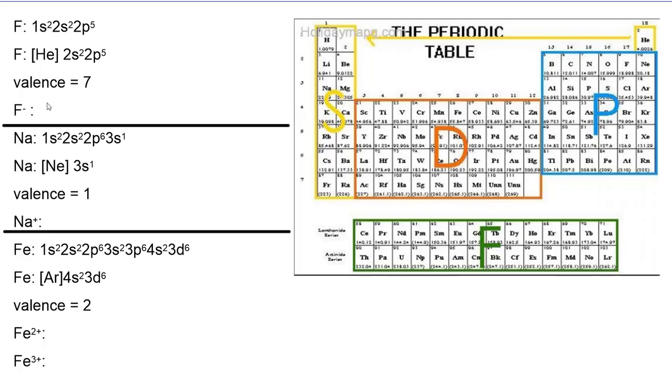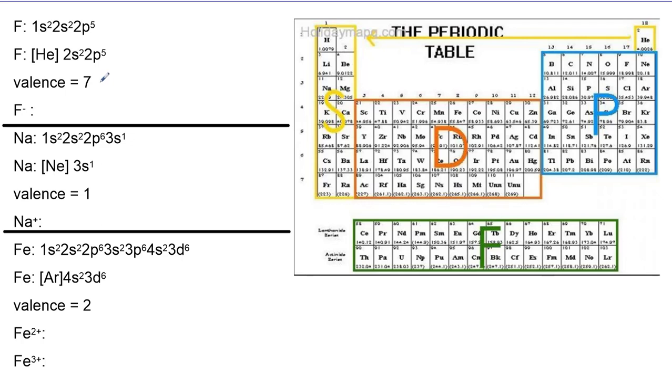Okay, so in this next video, we're going to look at what happens to elements when they become ions. So remember what we've learned before. Fluorine has 7 valence electrons because there are 2 s electrons in energy level 2 and 5 p electrons in energy level 2, because energy level 2 is the outermost energy level. 2 plus 5 gives you 7 valence electrons.